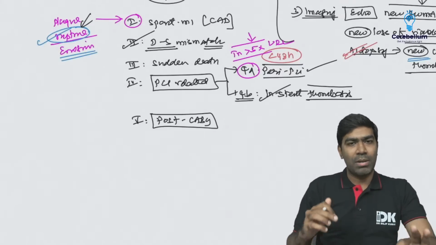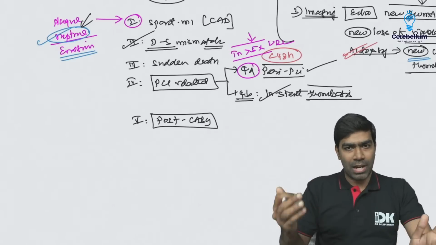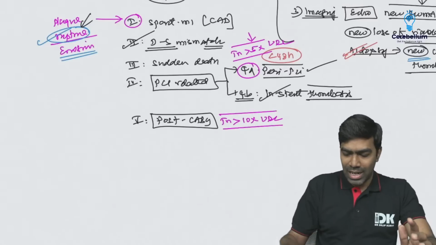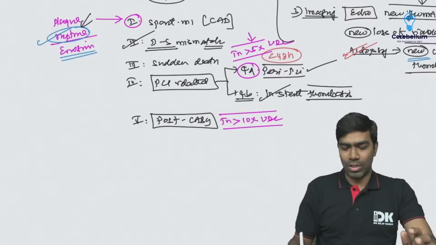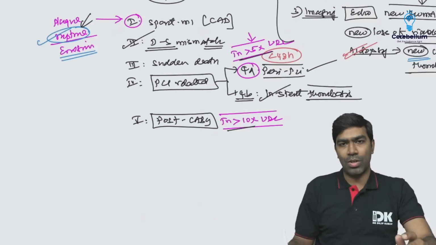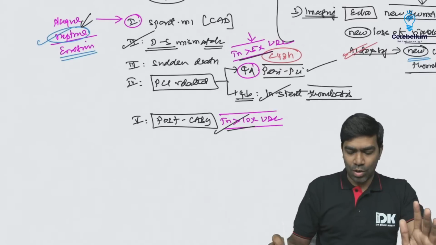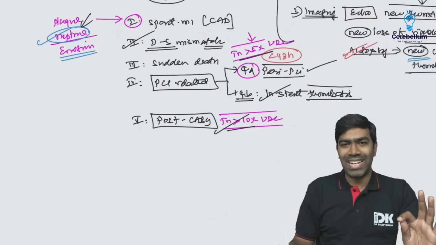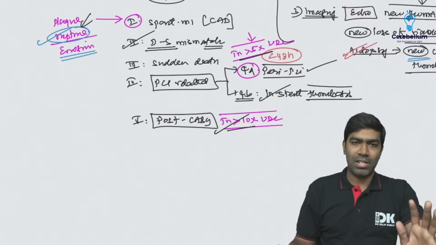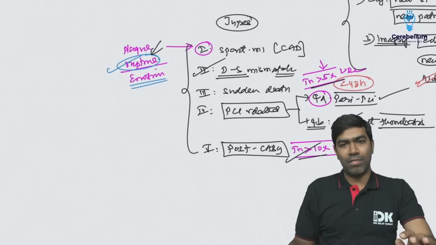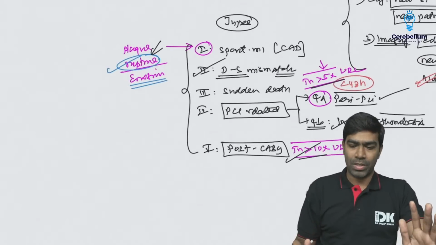And for diagnosing a post-CABG, coronary artery bypass grafting related MI, the troponin should be at least more than 10 times the upper reference limit. So these are the two important numbers that you need to know. Type 4A, more than 5 times the upper reference limit, and for post-CABG related MI, more than 10 times the upper reference limit. These are the 5 important types of myocardial infarction, the universal types of MI.